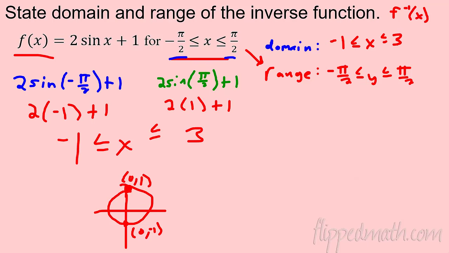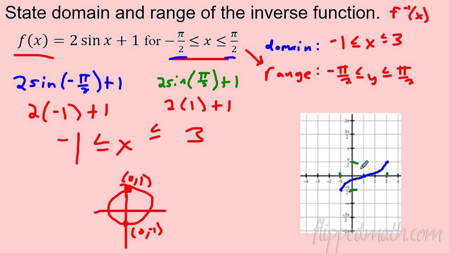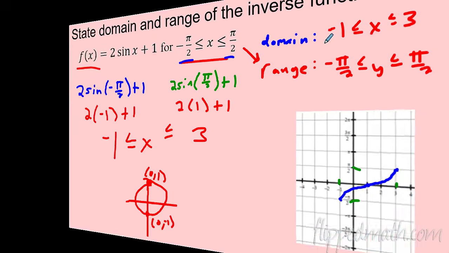So is that cool? We just graphed it. Let's pull that picture back up that we just graphed. Is that our true domain and range? Did we do it correctly? Hopefully so. Yeah. The domain is from -1 to 3, and the range is from -π/2 to π/2. So we did it algebraically. Just plug and chug. Get those numbers. Awesome.